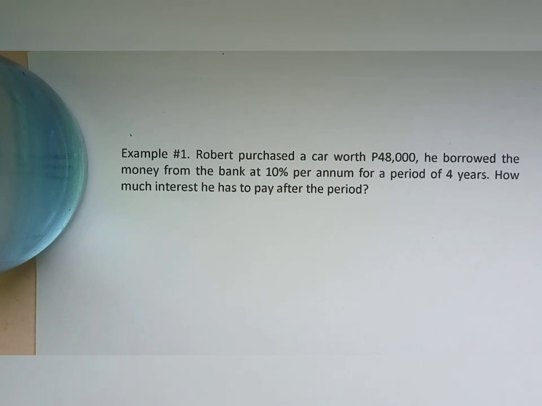For example number 1. Robert purchased a car worth 48,000 pesos. He borrowed the money from the bank at 10% per annum for a period of 4 years. How much interest does he have to pay after the period?